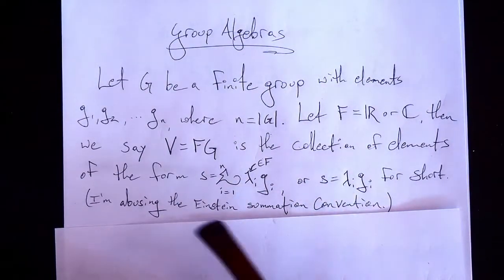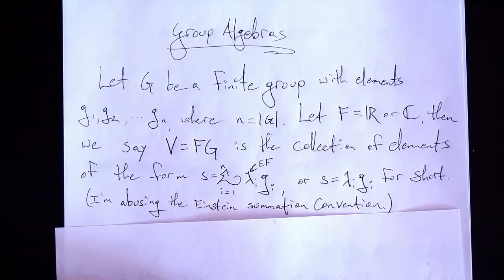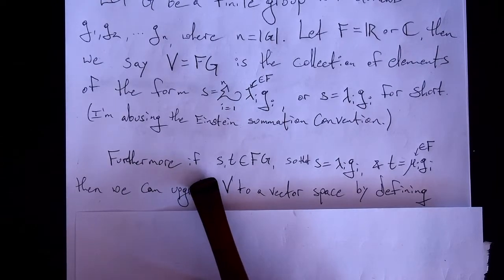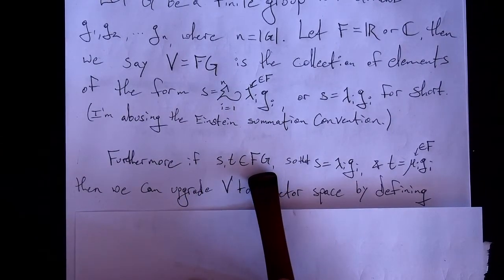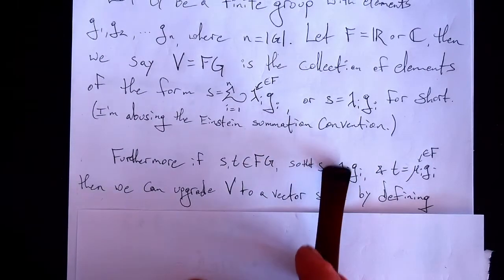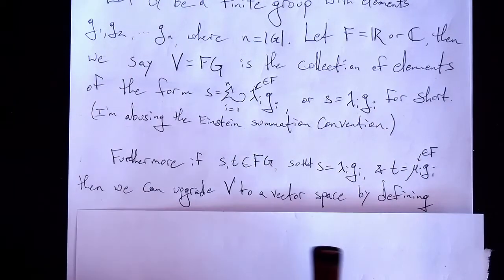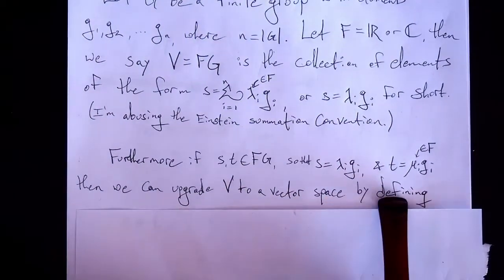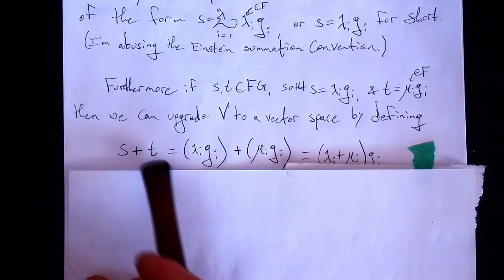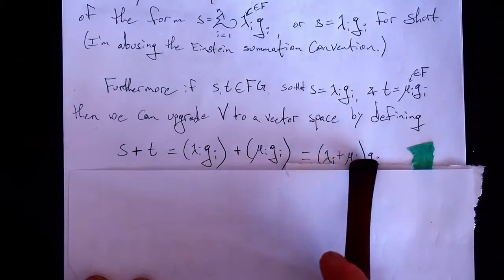I came from physics, so I like to use the summation convention. Usually there's an upper index and a lower index, but I'm just gonna do it like this because I'm kinda lazy. Now, if we take two guys, S and T from FG, that means that S and T have this form. They're a linear combination of group elements scaled by some element of our field. All the lambda i's and all the mu i's live in our field. Then we can upgrade V to a vector space by defining addition to look like this. S plus T, well these are sums, remember? So we just factor out the group elements over here and we sum the scalars.